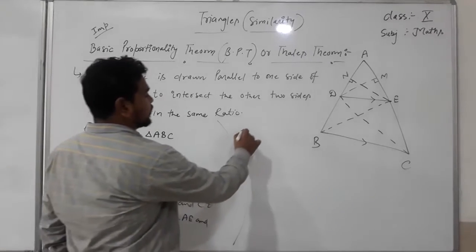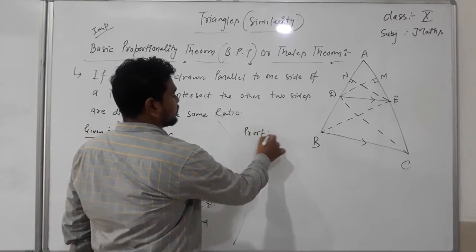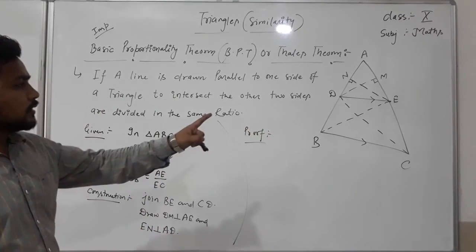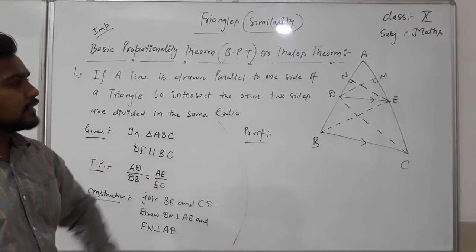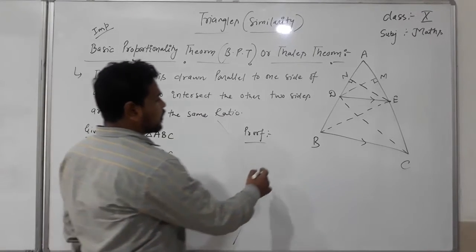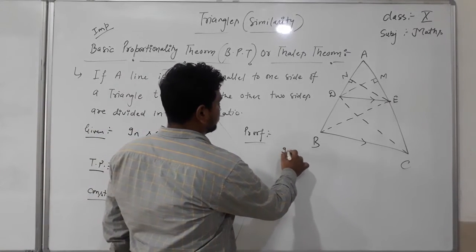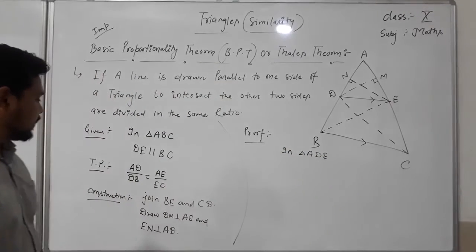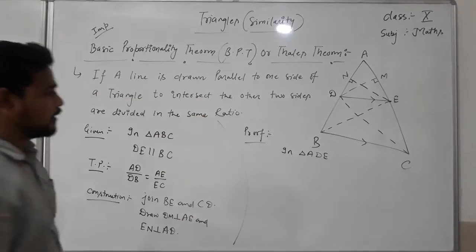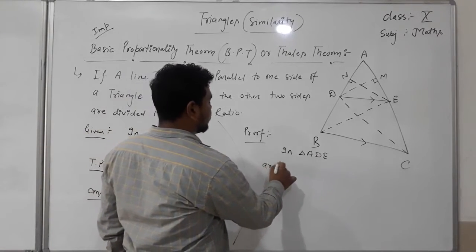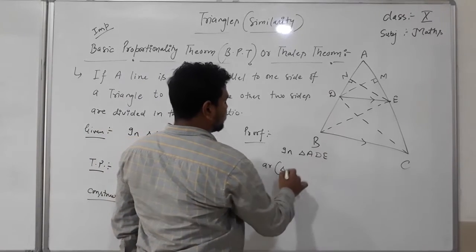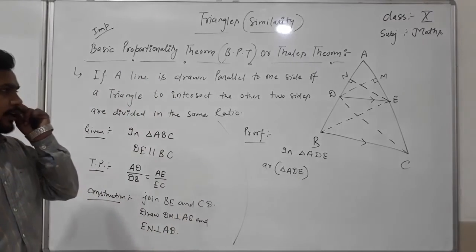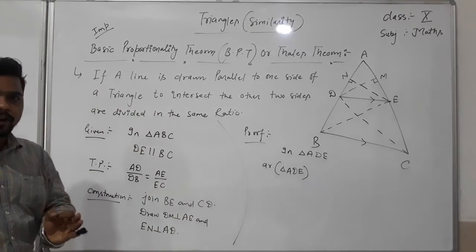Now we will come to the proof section. Here, students, in the proof section we will prove that AD upon DB is equal to AE upon EC. First of all, in triangle ADE, we will find the area. We are taking the area first.